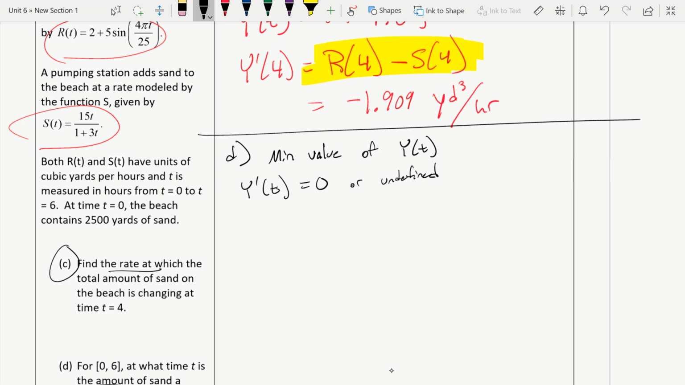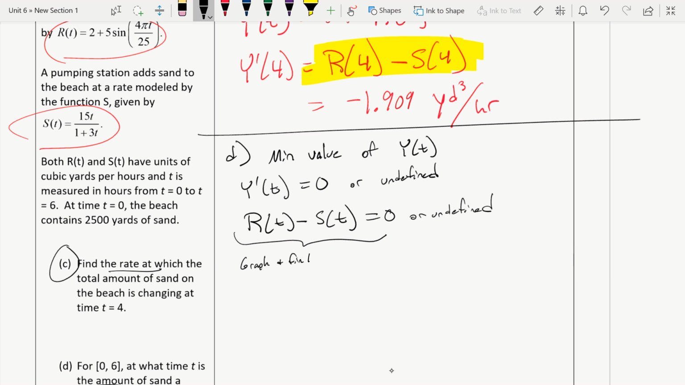Great news. We already know the derivative. It's r of t minus s of t. And we know this either has to be 0, again, or undefined. You can solve this however you want. You can graph it like this and find the t-intercept. Or you could slide it over. You could graph r of t and s of t and then find the intersection point. Exact same thing. Whatever your preference is.